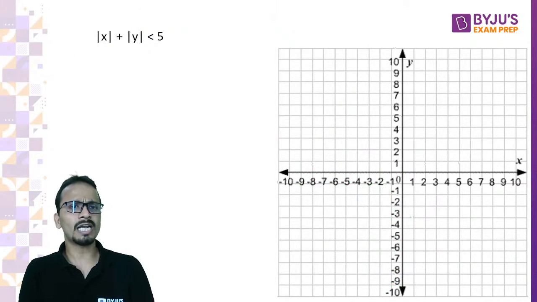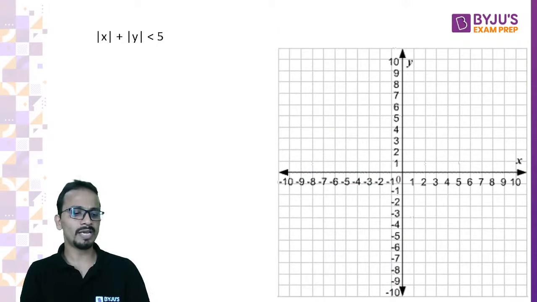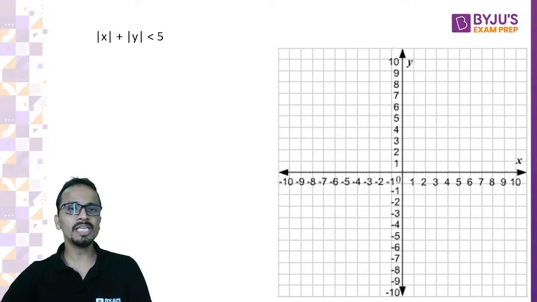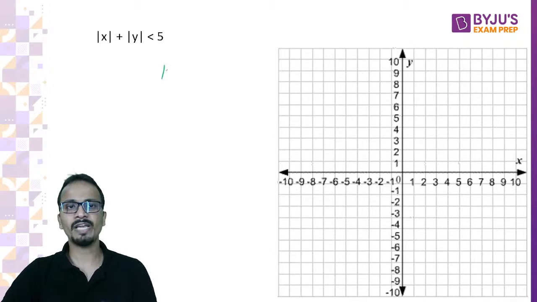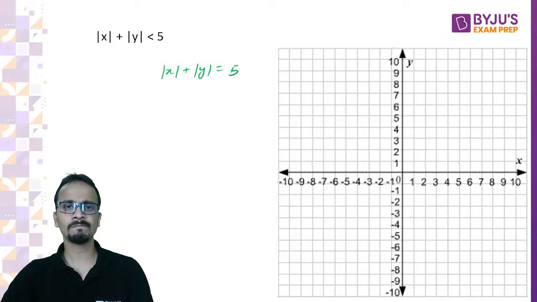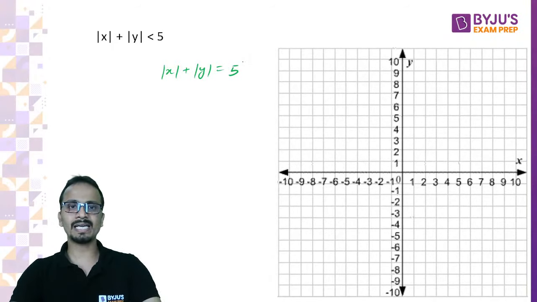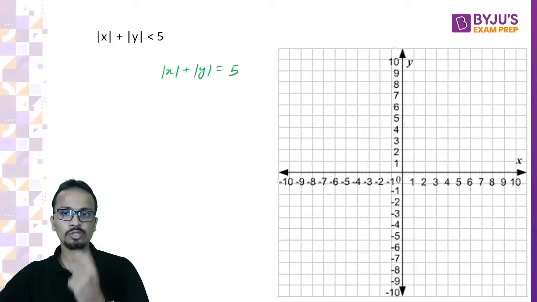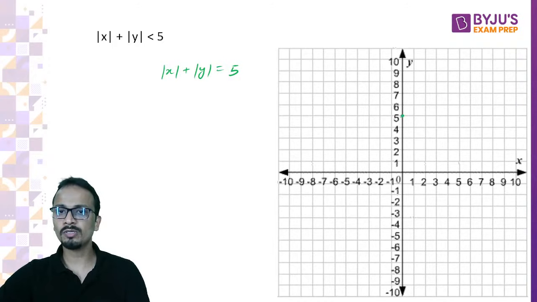Now we want to plot the graph for modulus x plus modulus y is less than 5. Now yesterday we have seen how to plot the graph for mod x plus mod y equal to k. We have seen mod x plus mod y equal to some constant, let's say 4 or 5 or whatever. So we have already seen the basic graph of this function. Okay, so let's quickly plot that. So mod x plus mod y equal to 5. It will pass through these 4 points.